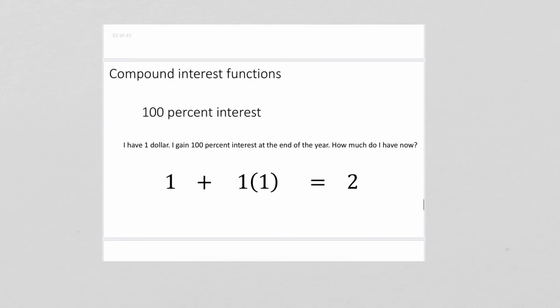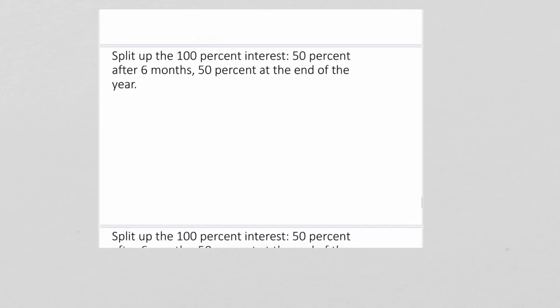Now this is how you're going to get confused by financial problems, okay? Because they're going to say something like, we'll give you 100% interest, but we're going to compound it twice. So what does that mean? It means that we're going to get 50% interest after 6 months, and then we're going to apply 50% to that at the end of the year.